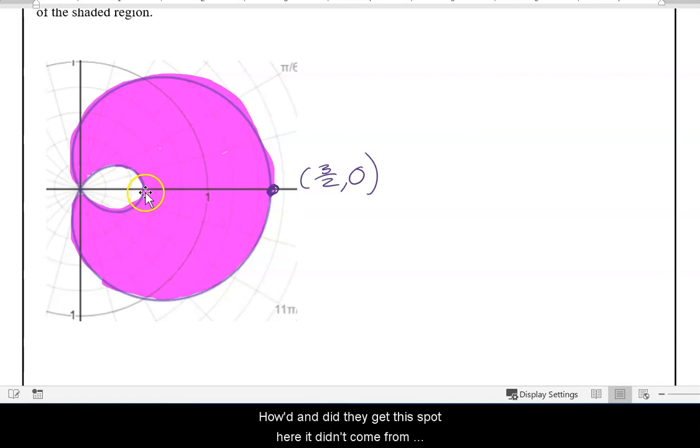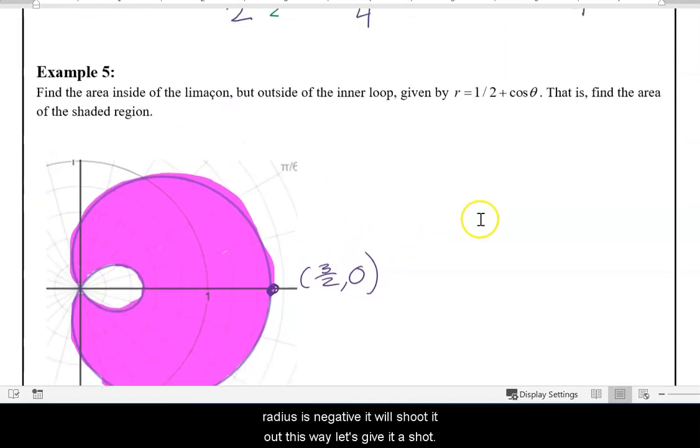How then did they get this spot here? It didn't come from 0, and it won't come from 2 pi or any other multiple of 2 pi. What's the only other angle that could appear along this 180-degree line? You got it, it's got to be pi. But pi should be over here, shouldn't it? Not necessarily. If the radius is negative, it will shoot it out this way. Let's give it a shot.